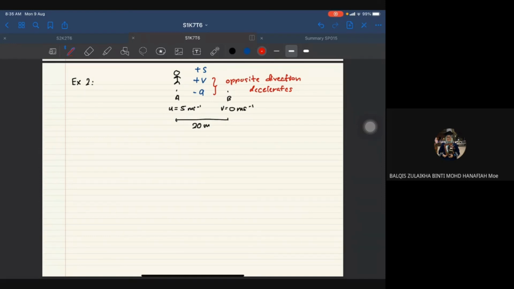Okay. Cuba lukis dekat bawah sini. Katakan ni, let's say this is my object. Okay, S dia ke kanan. Okay, this one tak ada masalah. So it's positive S. Velocity because it travel from A to B, so it move to the right. Positive V. Okay, now acceleration. Kalau if you say that the acceleration is positive, that means acceleration is in this direction. Okay. But in this case, kalau you draw it like this, that means this object accelerates. Sebab apa? Acceleration ke kanan, velocity pun ke kanan.